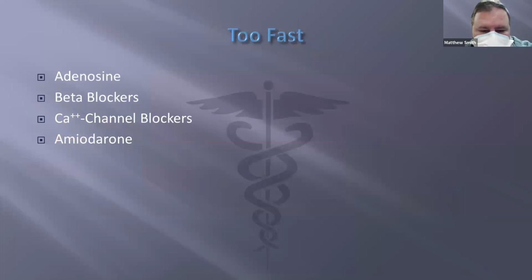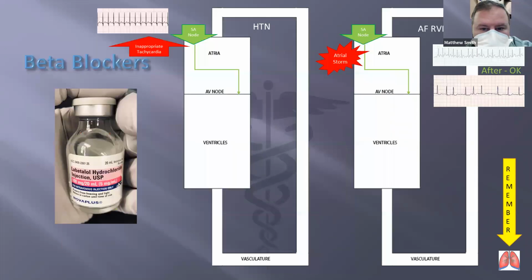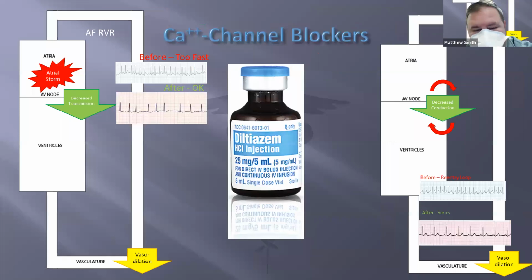All right, so for our two fast rhythms, we have adenosine, which we'll use for stable SVT, and that'll block reentry at the AV node and knock us out of that SVT rhythm. We could use a beta blocker to slow down atrial activity, but we'll be careful with beta blockers in patients that may have asthma or COPD. We can give a calcium channel blocker like diltiazem to suppress conductivity at the level of the AV node and control our rate with AFib or SVT.